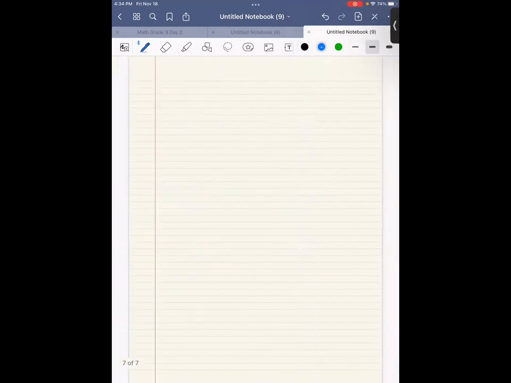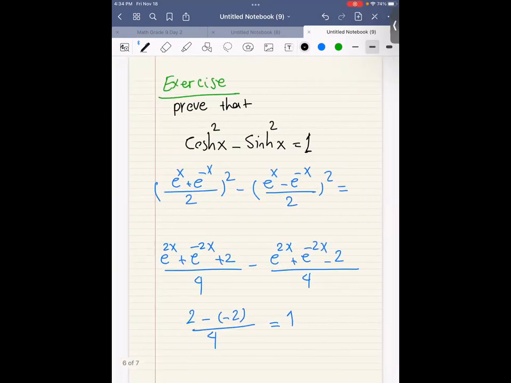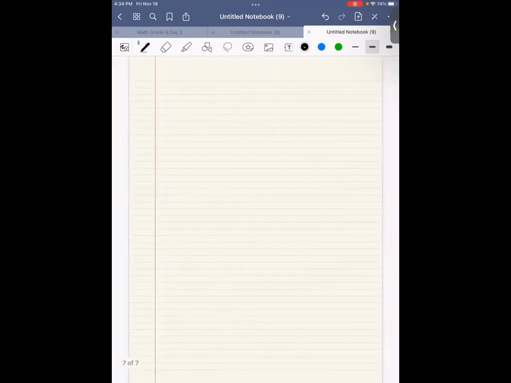So the last topic is just how to solve exponential or logarithmic equations. You can have different types of problems for solving exponential or logarithmic equations. So let me do some examples.